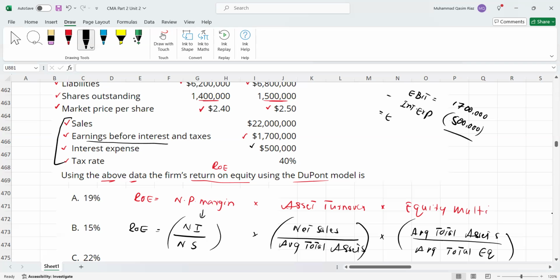So this will give you earnings before tax, which is 1.2 million. From there, you deduct tax expense, where tax is 40%. So we apply 1.2 million times 40%. It is going to be 480,000 tax. And this is called your net income now. So net income is 720,000. So one value we found, net income. So we can write it here.